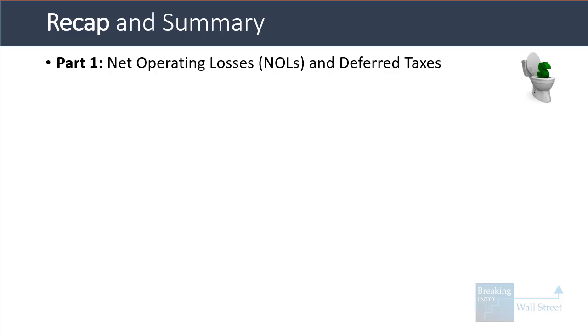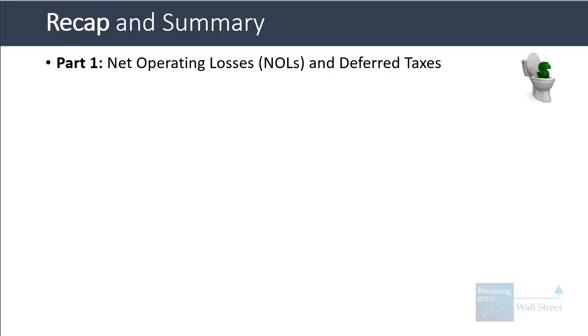So let's do a quick recap and summary now that we've reached the end. So we started out by explaining the basic idea behind deferred taxes and how, just like items such as accounts receivable on the balance sheet let us represent the timing difference for recording revenue and then receiving it in cash, deferred tax assets and liabilities let us do the same thing with the income taxes.